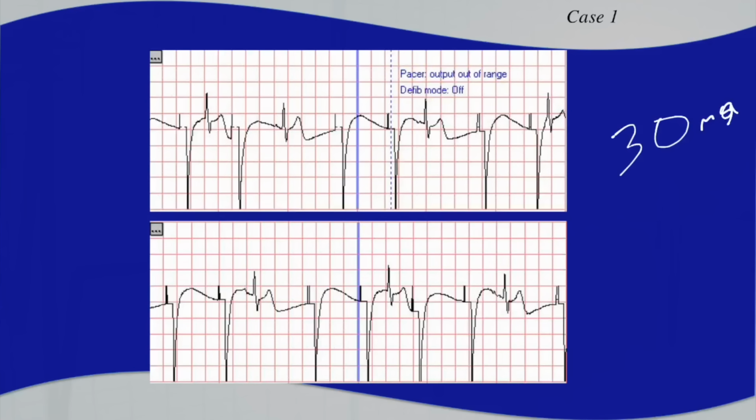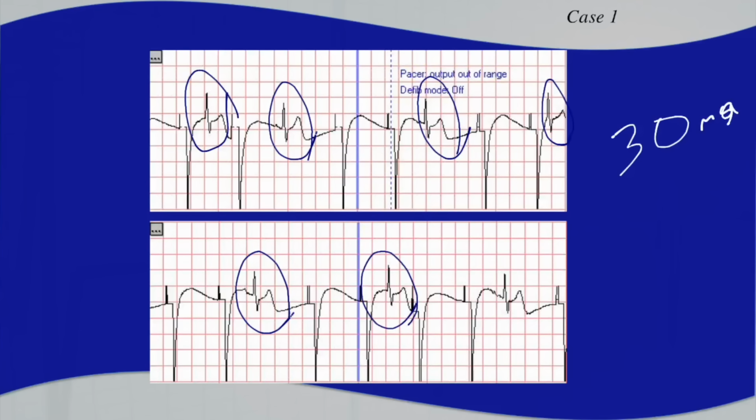There's a couple ways I know this is not electrical capture. For one, right here, the underlying rhythm is continuing throughout. And that's fine that it continues, because we could have a demand mode or something like that on our pacer. But what couldn't possibly occur is this very first one that I circled, okay?